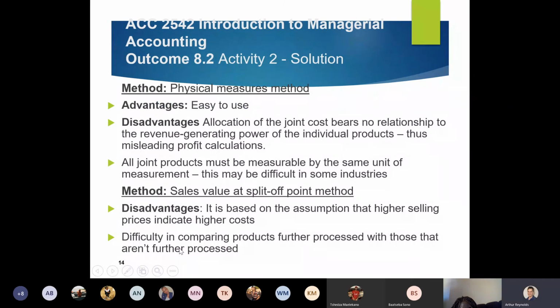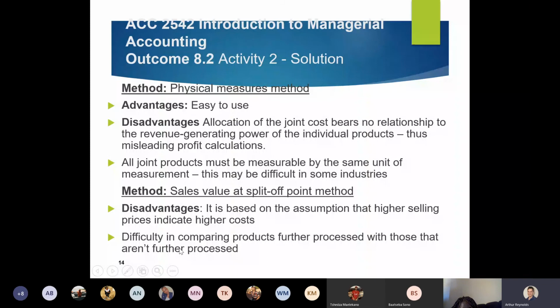Okay, so the advantages and the disadvantages of each. The physical measures method is easy to use. It's very simple. You take the quantity for the product relative to the total quantity, and you can calculate it. The disadvantage is it bears no relationship to the revenue generating power of the individual product. So it doesn't matter which margin it contributes. It just allocates costs arbitrarily based on the quantity.